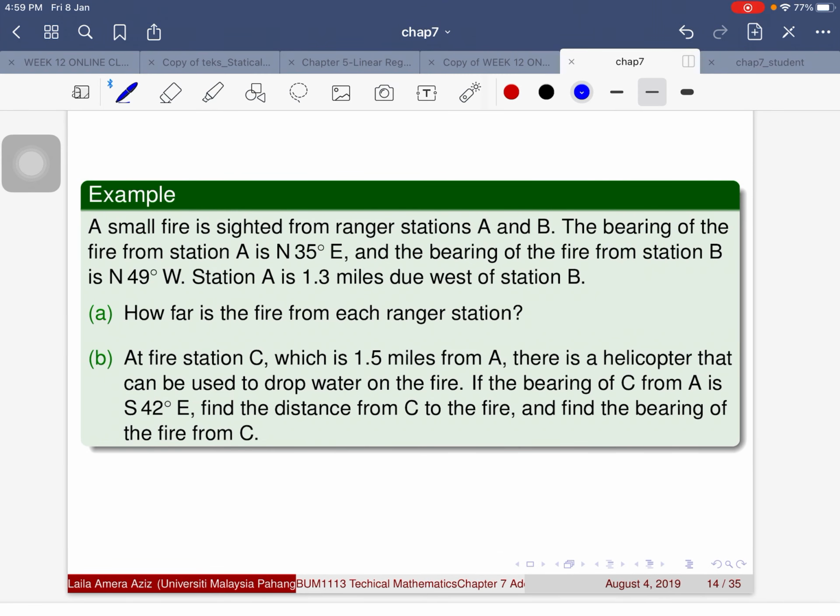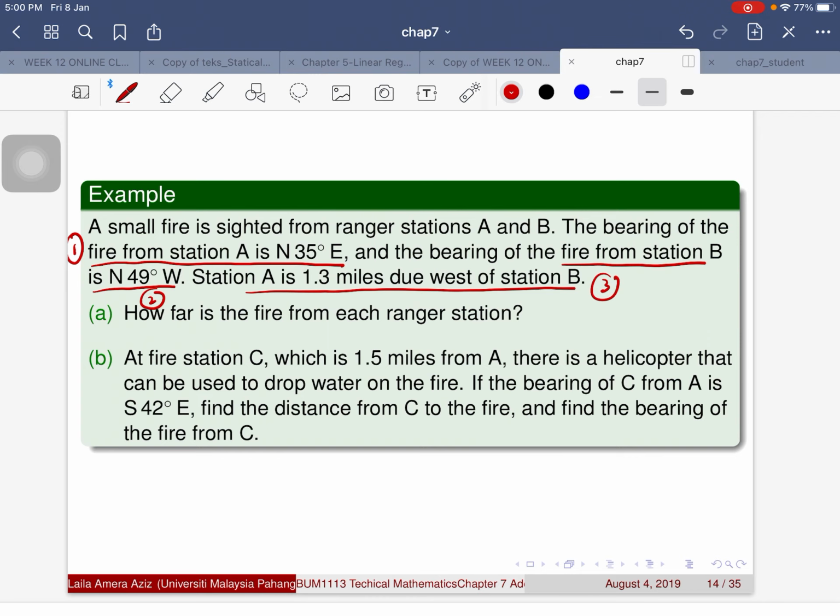Here it says that a small fire is sighted from ranger stations A and B. So we basically have two stations, A and B, and a fire can be seen from both stations. The bearing of the fire from station A is north 35 degrees east. This is our first information. The bearing of the fire from station B is north 49 degrees west. That is our second information. And station A is 1.3 miles due west of station B. This is our third information.